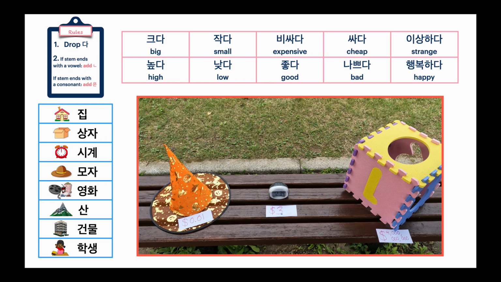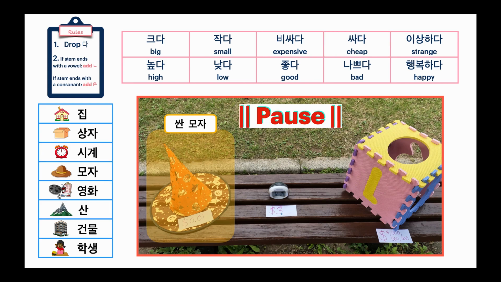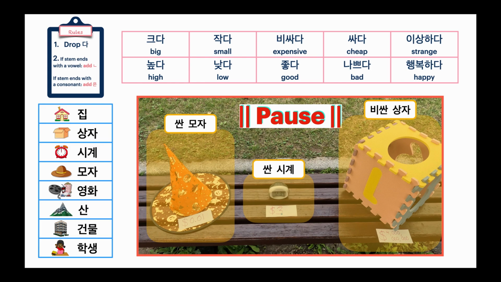Okay, here's a picture of 3 items. I see a 싼 모자. What other items do you see in this picture? Go ahead and pause and say out loud what you see. You might have said 싼 시계 or 비싼 상자, or even 이상한 상자. And of course, any other nouns or adjectives are okay too.